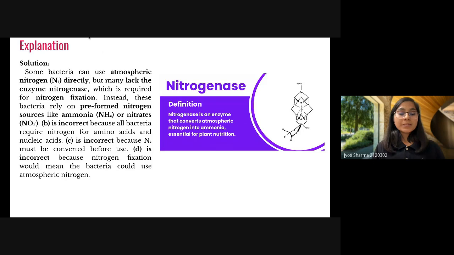So some bacteria cannot use atmospheric nitrogen directly because they may lack the enzyme nitrogenase, which is required for nitrogen fixation. But these bacteria rely on preformed nitrogen sources, like ammonia or nitrate. That's why the A answer is the right one. Yes, Yuki gave me the right answer. So yes, he is right.